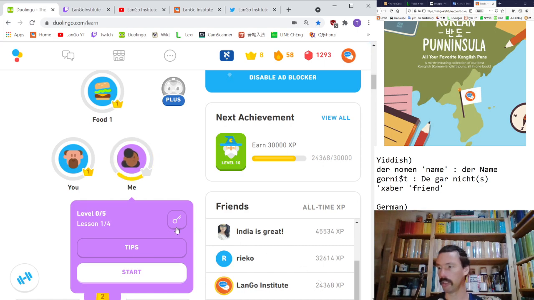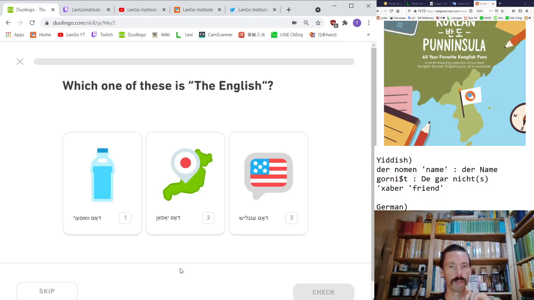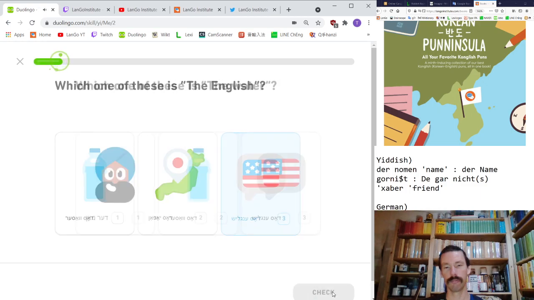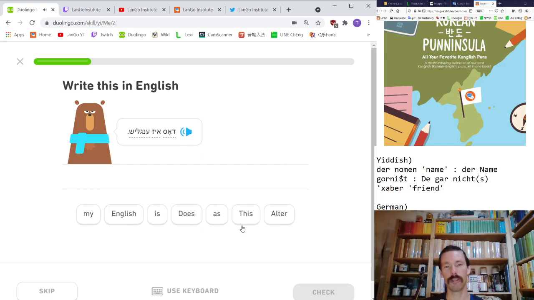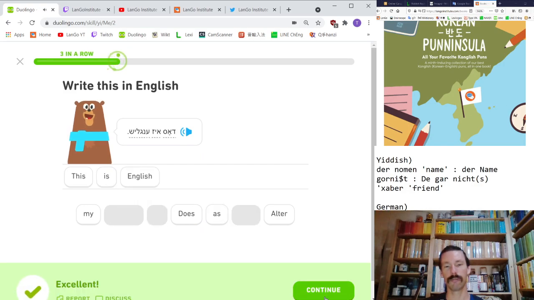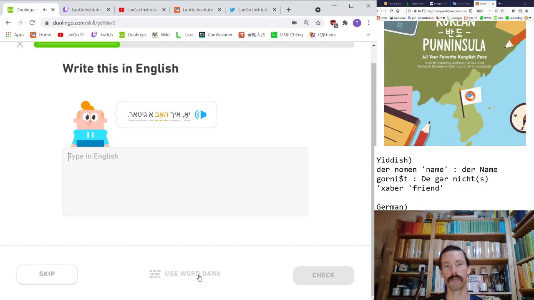Okay, I think this will be the last one for the evening. The English. Das Vosa. Dos Japan. Dos English. Dus is English. This is English. Ja, ich hab a Gitarre. A guitar.